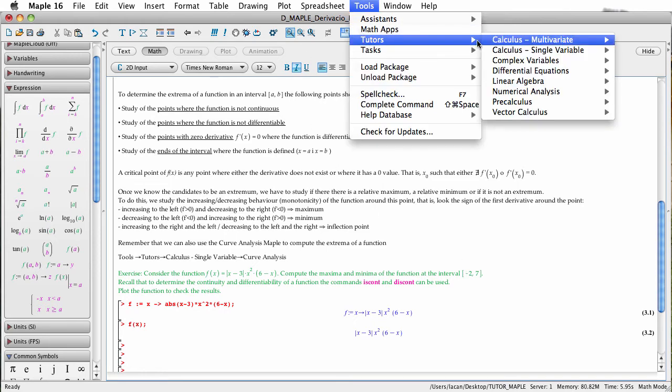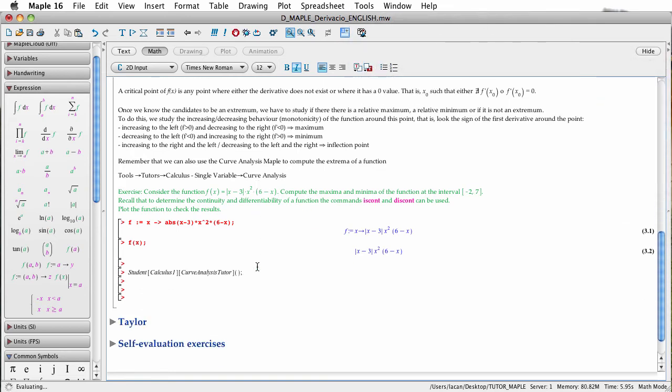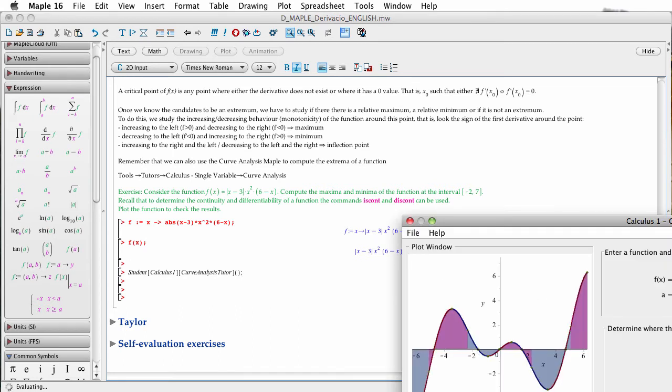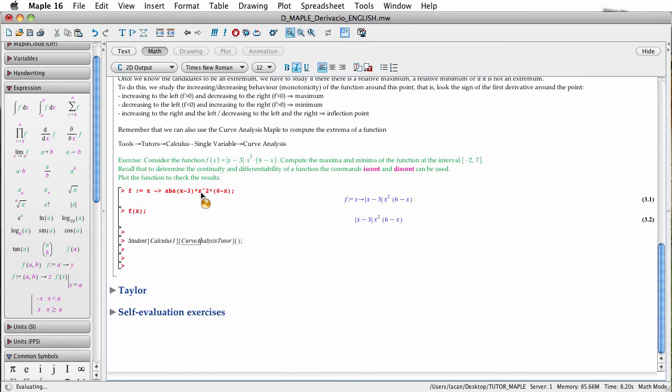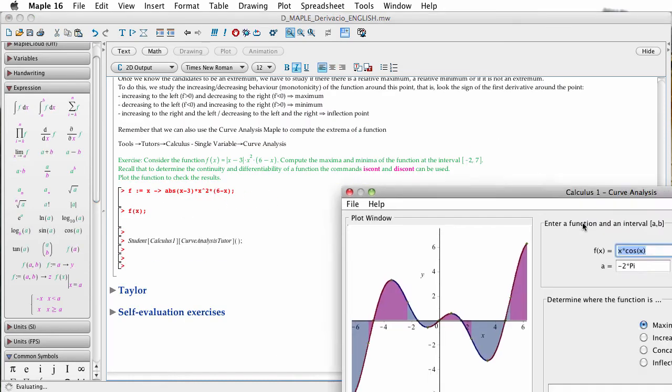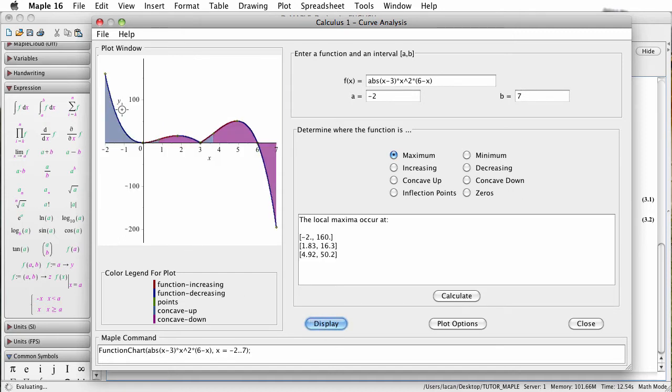So tools, tutor, single variable, curve analysis. So we open this. Oh, I forgot to copy the function, so I will close again. Okay, sorry for this. Copy the function, Control C, open the tutorial. Now we paste it, minus 2, 7. So display. This is the function we are going to study.